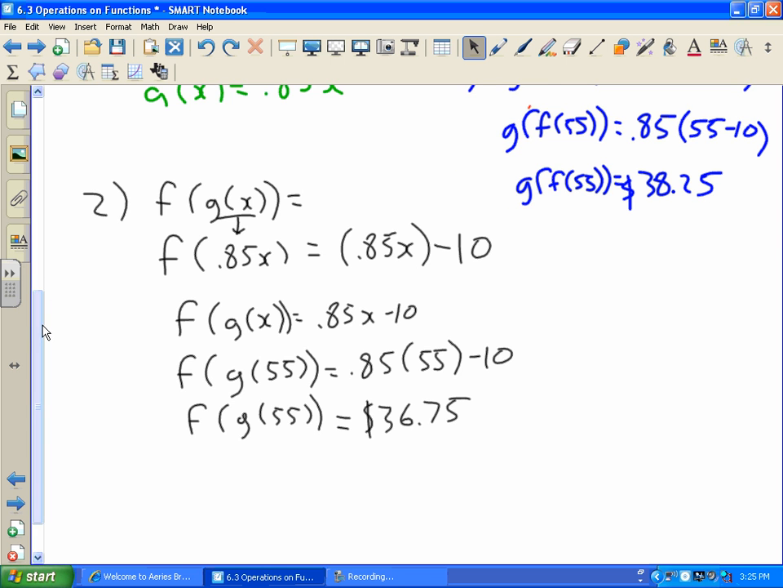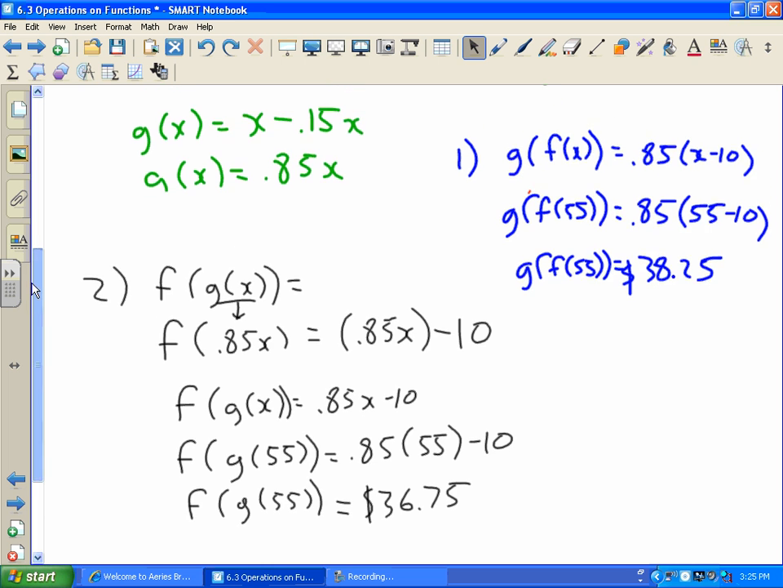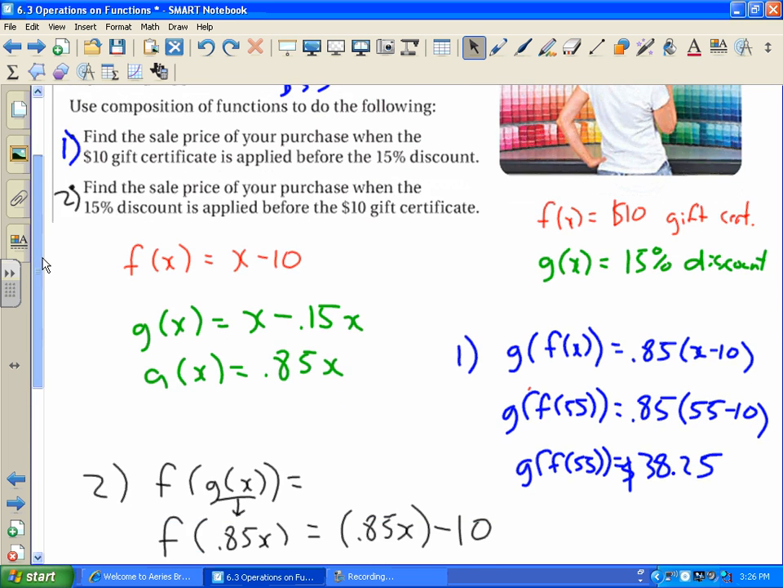So 36.75 compared to 38.25 saves you a couple bucks-ish if you go the second route, which is 15% discount first and then the $10 gift certificate. 15% discount first, then $10 certificate will be cheaper by about $2. Those are your two situations.